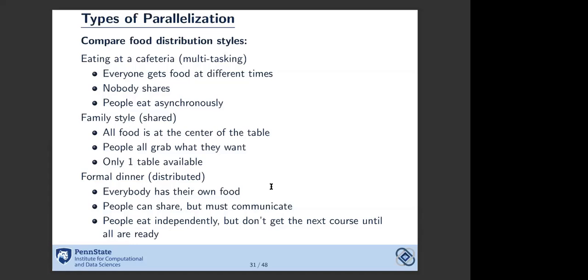And then formal dinner is analogous to distributed memory parallelization. Everyone has their own food. If people want to share, they have to coordinate amongst themselves or communicate. People eat independently, but they can't move on to dessert until the main course is finished.